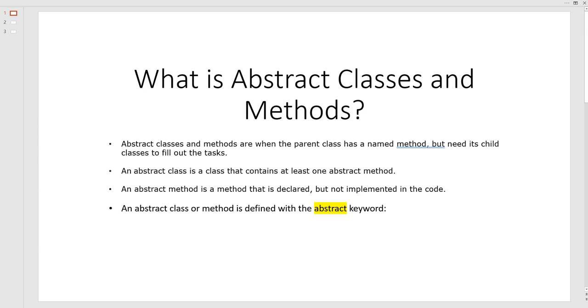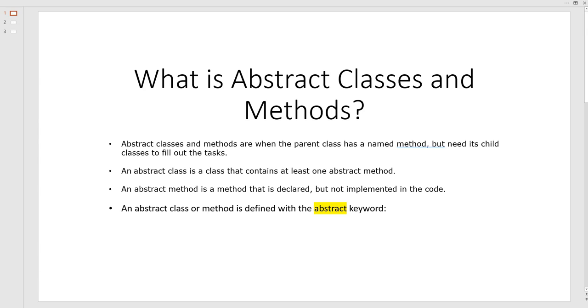If we create an abstract class, we need to have at least one abstract method. Otherwise, there is no point in creating an abstract class. An abstract method is a method that is declared but not implemented in the code.